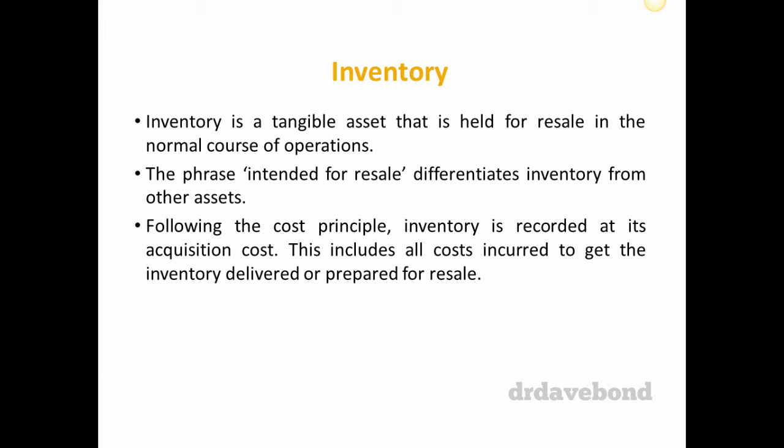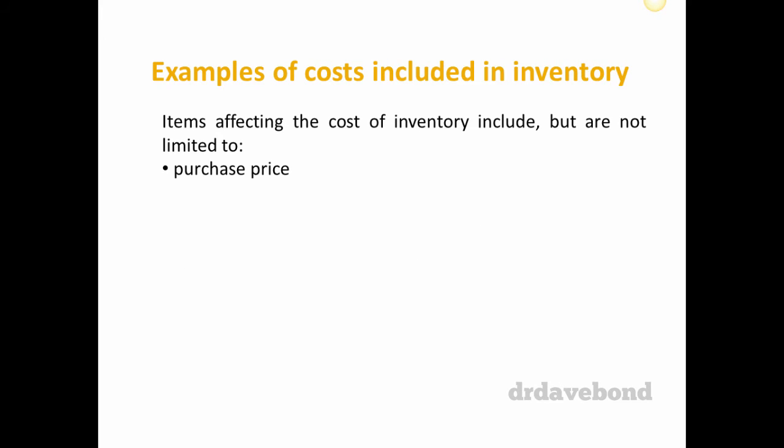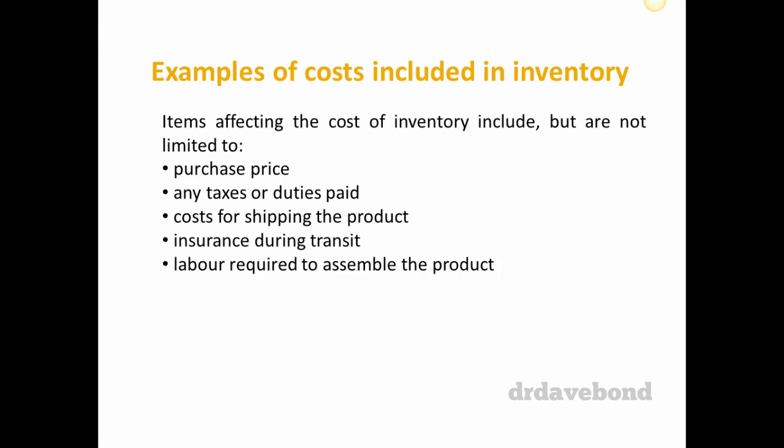This is what I was getting at with the shoes. Following the cost principle, inventory is recorded at its acquisition cost, and that includes all costs incurred to get the inventory delivered or prepared for sale. So everything that needs to be spent to bring that inventory to where it's going to be used and sold, that's what you include in there. So purchase price, tax or duties, cost for shipping, insurance, labor required to assemble.